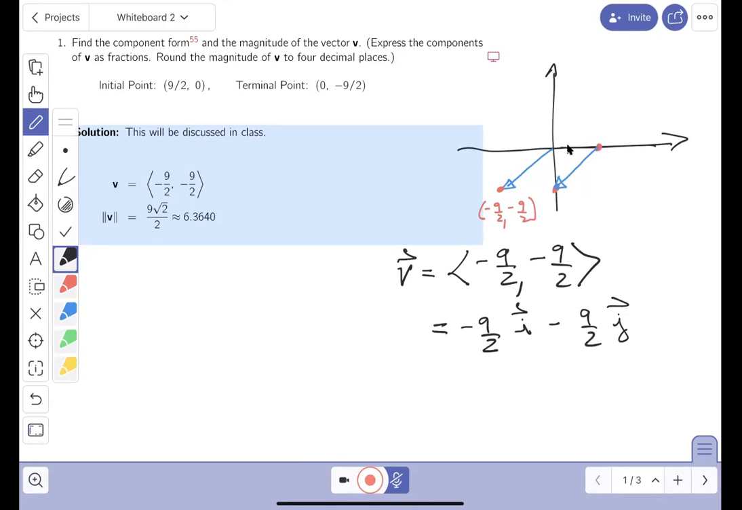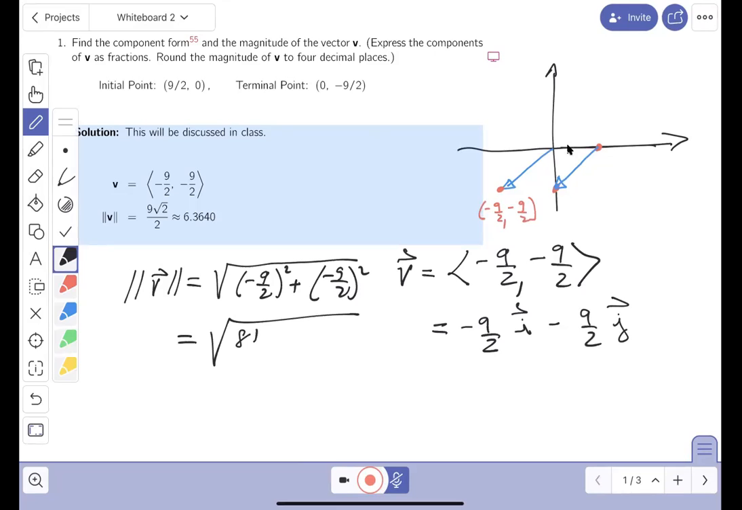And we denote this by this notation. And what's that going to be? Well, those components squared. So the first component squared, that's minus 9/2 squared. And the second component squared, minus 9/2 squared. What does this give you? I'm going to write this down. 81/4 plus 81/4. What would this give you? Well, if I did that, I would get 81/2.